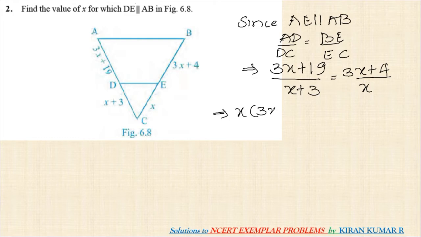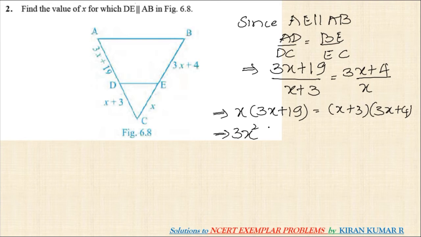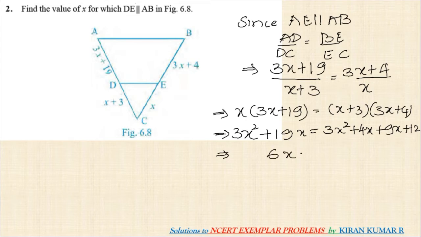Now to simplify this, we need to cross multiply. So x is multiplied to 3x plus 19 and x plus 3 is multiplied to 3x plus 4. We need to simplify this. We'll multiply x to both these terms, 3x square plus 19x. We get x multiplied to 3x is 3x square, x multiplied to 4 is 4x, plus 9x plus 12. This has to be further simplified. We get 3x square getting cancelled, 19x minus 9x will become 10x, minus 4x will become 6x. 6x will be equal to positive 12 and the value of x is 2.